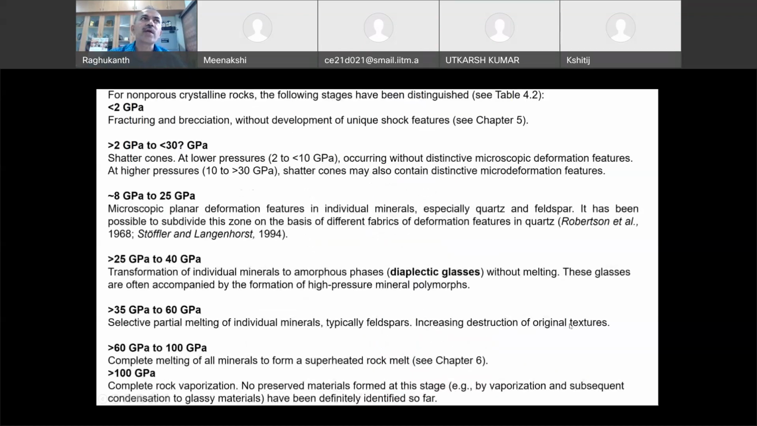So the same thing I'm showing here. If the pressure is less than 2 gigapascals, you will see fracturing, brecciation, and unique shock features. From 2 to 30, shatter cones will be there. Then 8 to 25, microscopic PDFs, that's the planar deformation features, you can see, and 25 to 40, amorphous phases, that is diaplectic glasses and other things, will come. Then 35 to 60, melting happens, feldspars, these kind of things get formed. And 60 to 100, all minerals are superheated, rock melt kind of thing happens, and more than 100 gigapascals everything vaporizes. Basically you will see nothing, the whole thing vaporizes and disappears into the atmosphere.